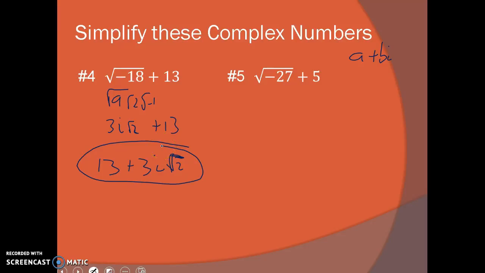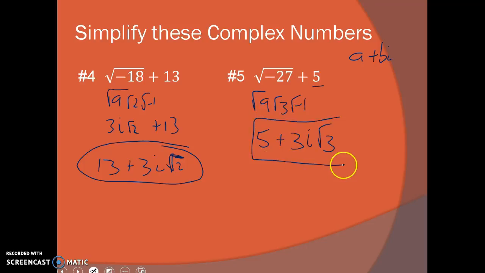If I do the same thing with number 5, I can write that as 9 times 3 times -1. I'm going to list the 5 first, but then the square root of 9 is 3, the square root of -1 is i, and then I have the square root of 3. If I simplify those and put them in complex form, it's going to be 5 plus 3i radical 3, and it has a real component and an imaginary component. Same thing with number 4, a real component and an imaginary component.